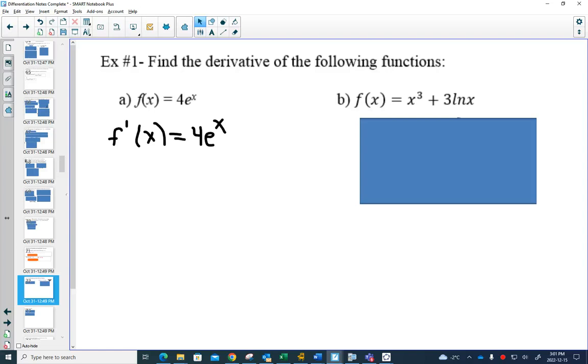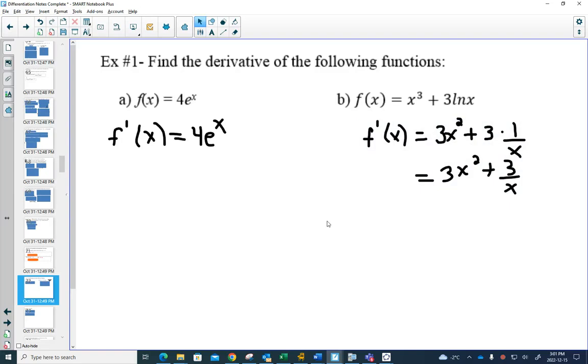If you had a 3 in front of your natural log, that 3 would stay there. The derivative of x cubed would be 3x squared. And the derivative of natural log of x would be 1 over x. So we would get 3x squared plus 3 times 1 over x, which is the same as 3 over x.